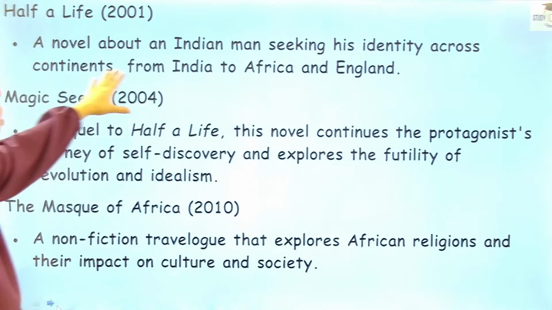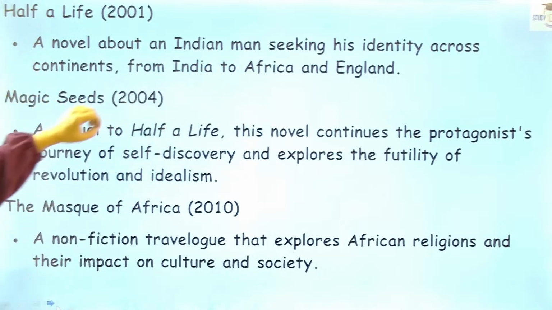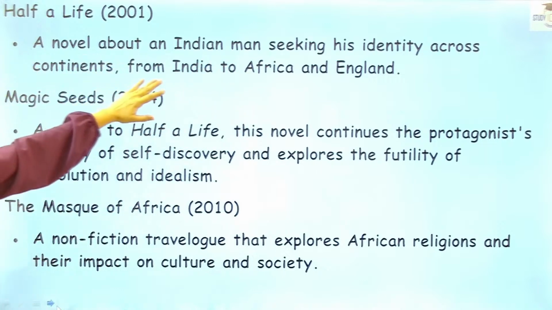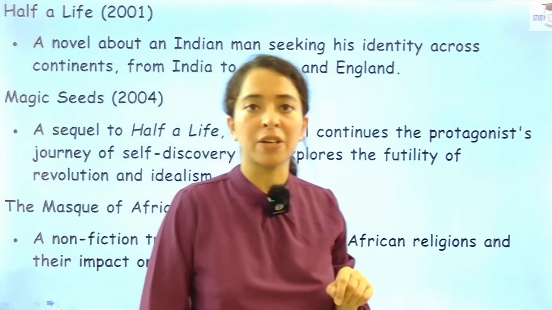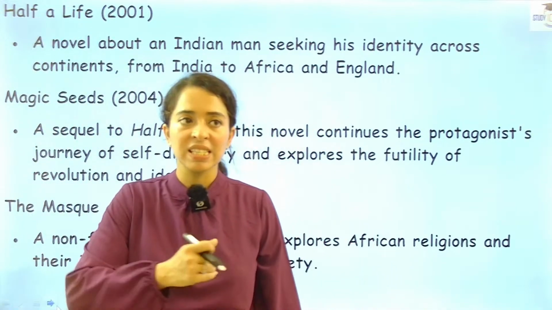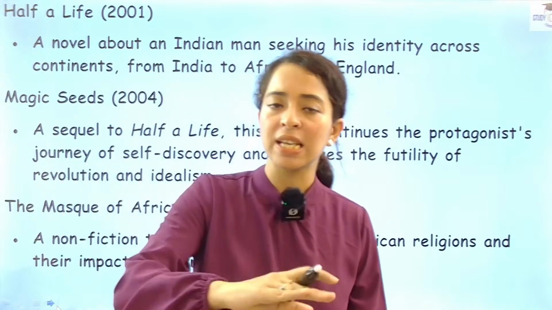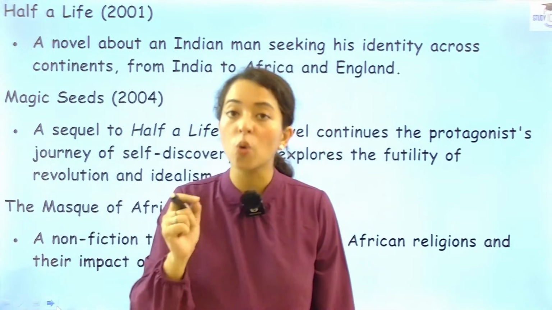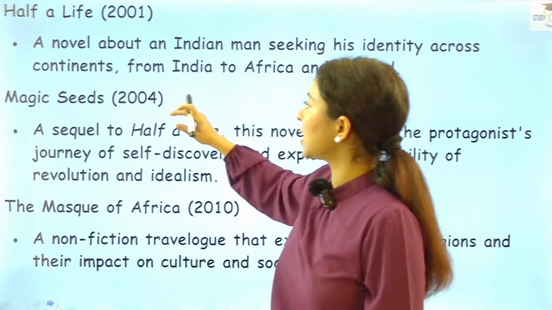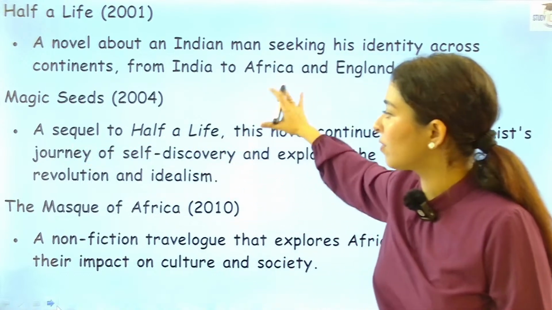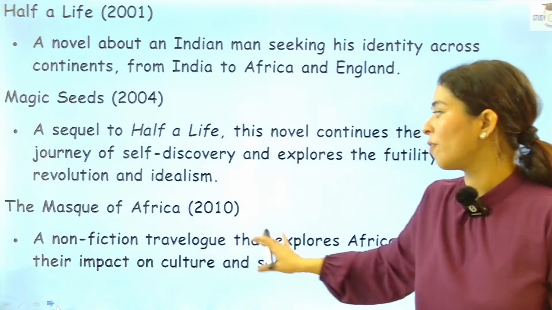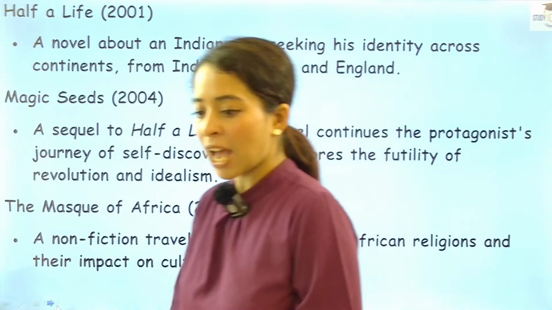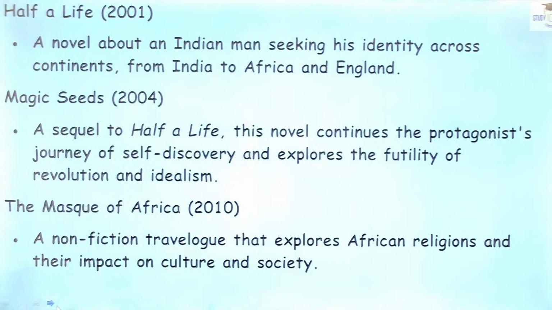It's a novel about an Indian man seeking his identity across continents, from India to Africa and England. Half a Life, important from exam perspective. Any work a foreign author has written related to India, Nobel Prize winner, make sure that you know that work. Okay. Magic Seeds, 2004, the sequel to Half a Life. This is also important. And The Masque of Africa, 2010, a non-fiction travelogue that explores African religion and its impact on culture and society.